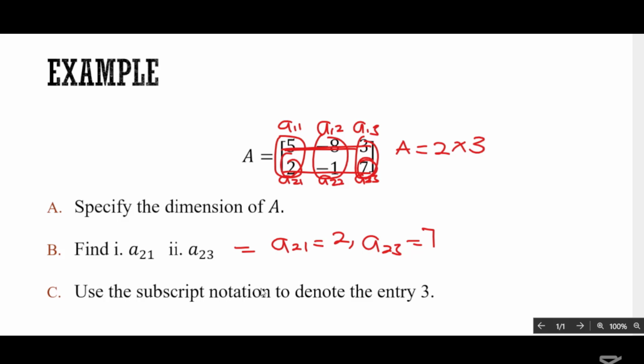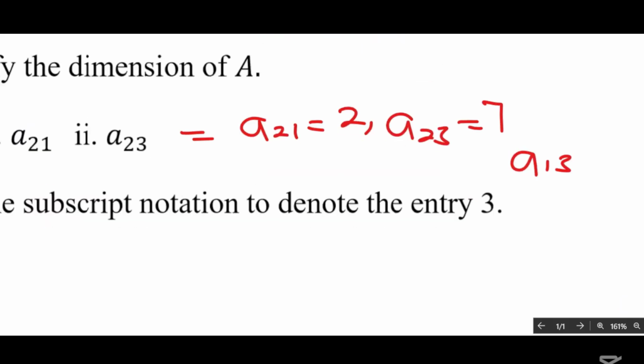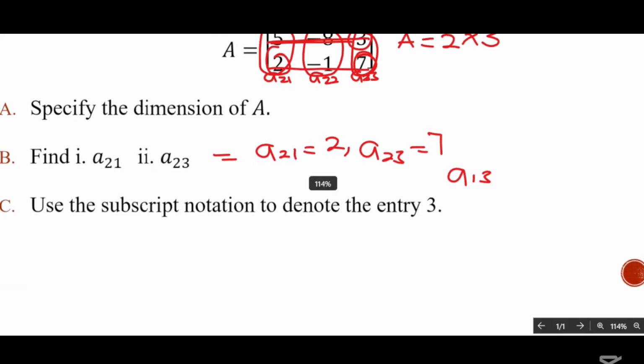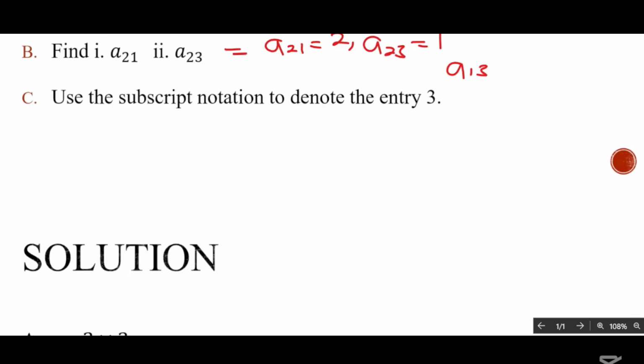Now we said we should use the subscript notation to denote the entry 3. So where is 3? 3 is here. So the subscript notation of 3 is A13. Now let's check the answers in the next slide. Okay, so we have this one. So the solution, as I said earlier, is a 2 by 3 matrix, and then we have A21, A23, and then A13 as well.